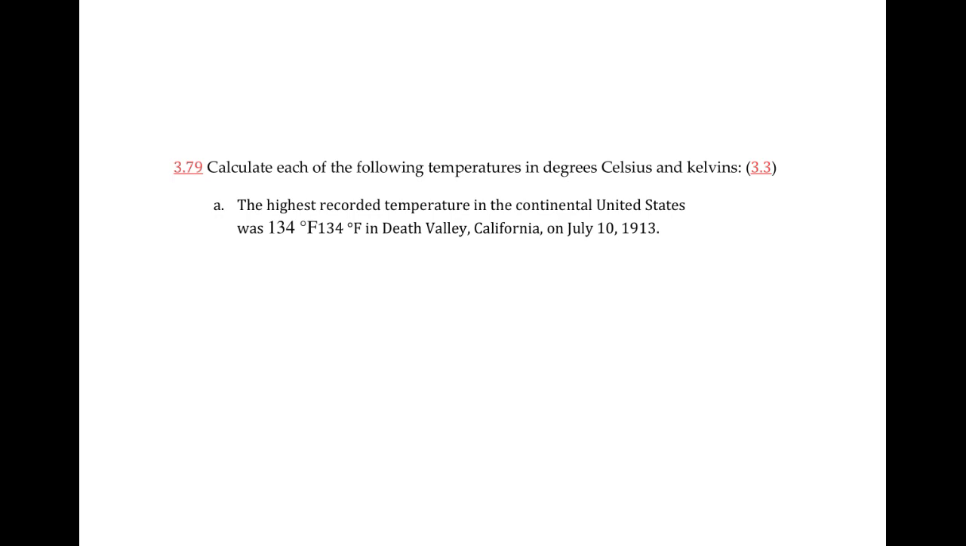There's kind of a typo in my question. I don't know why, but when I copied and pasted, it copied the numbers here twice. So I'll just scratch that out. Here it says, calculate each of the following temperatures in degrees Celsius and degrees Kelvin.